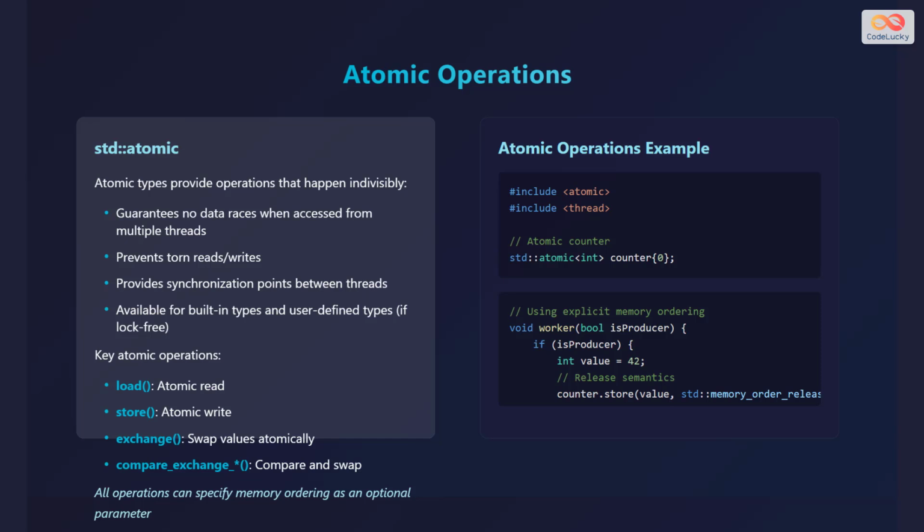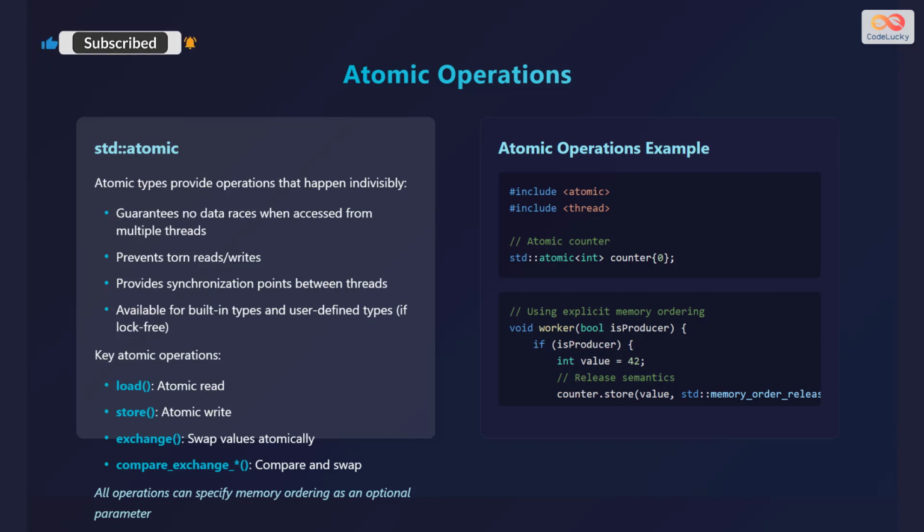Some key atomic operations are load, which is an atomic read, store, which is an atomic write, exchange to swap values atomically, and compare_exchange, which allows you to compare and swap values. All these operations can specify memory ordering as an optional parameter. Here is an example that shows how to use atomic operations.